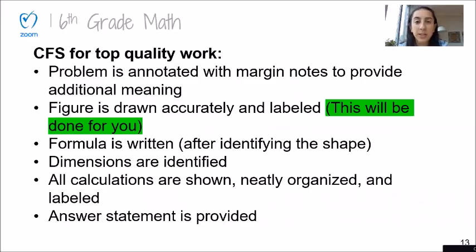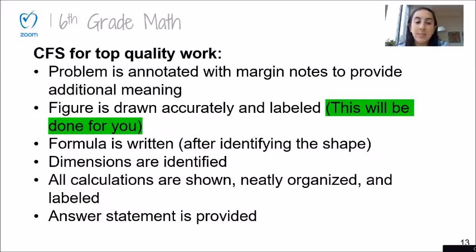Because it's really hard to actually identify points on a computer, we want you to spend most of your practice time actually identifying the dimensions and finding the area using the right formula. Third is write your formula after you have identified your shape. Remember, you might see rectangles, triangles, trapezoids, or parallelograms today in your classwork.